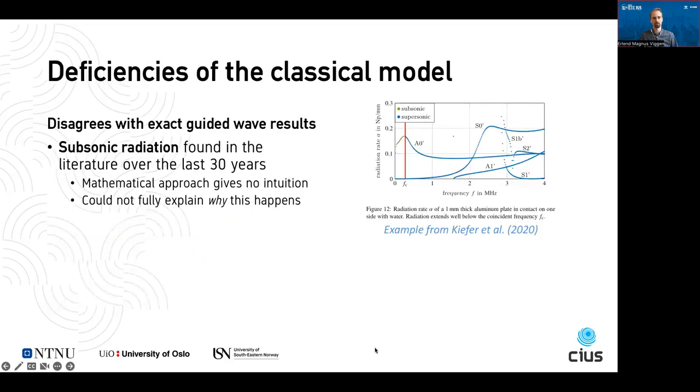Now, this classical model has some deficiencies. One is that it disagrees with some exact guided wave results that have been found in the literature over the last 30 years, where they show that you can actually have subsonic radiation in the subsonic domain, which means that even if the vibration is slower than the speed of sound in the fluid, you can still have energy being radiated out into the fluid.